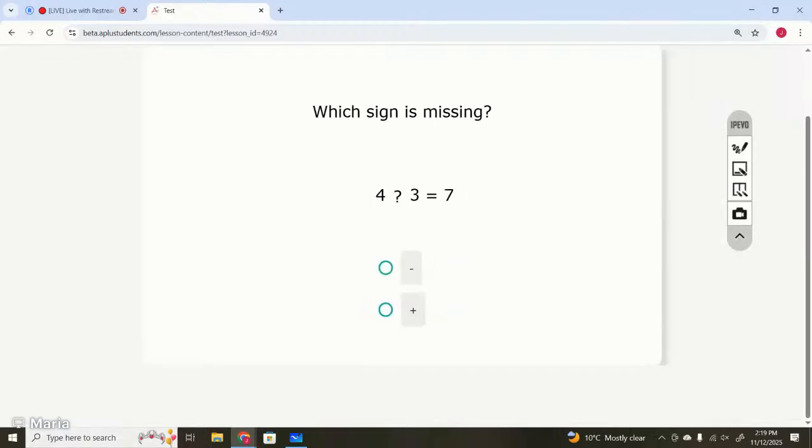Which sign is missing? Very good. 4 plus 3 is 7. The correct option is adding.